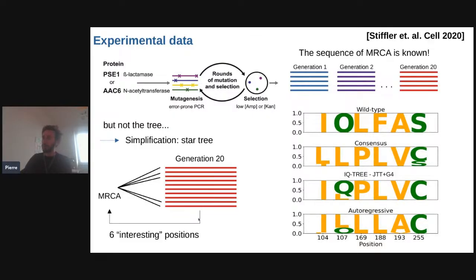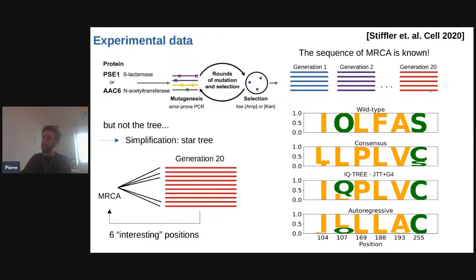And so then you take this alignment and you reconstruct, either with IQ-TREE, here with the JTT matrix plus G4, or with the autoregressive model. Another thing we tried is to just take the consensus of the alignment and say that the MRCA is just the consensus of the alignment. And here are logos of the reconstruction.